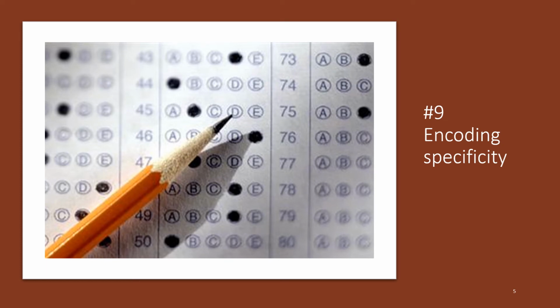Number 9 is encoding specificity. And this principle shows that memories are linked to the context in which they're created. So it's basically stating that it's easier to recall information when you're in the same context in which you studied it. So for example, if you study for a test in a specific room, the idea is that you're going to perform better on that test if you take it in the same room.